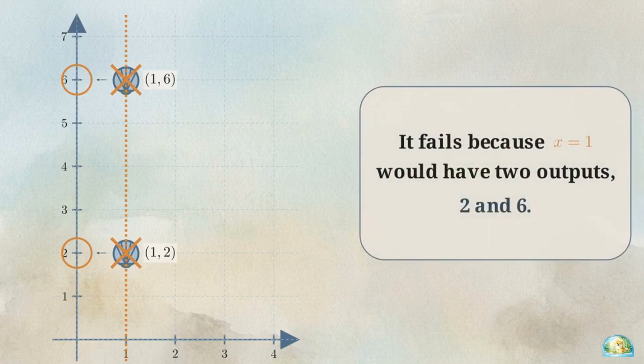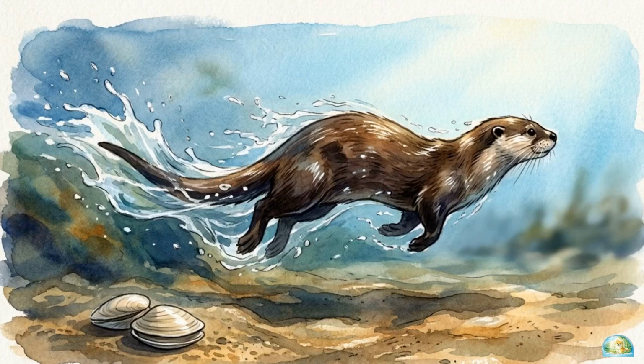Both points use the same input, x equals 1, paired with two different outputs, which breaks the rule. It fails because x equals 1 would have two outputs, 2 and 6. Vertically stacked points on the graph are the exact same failure as a splitting river current. Both break the one-output rule.